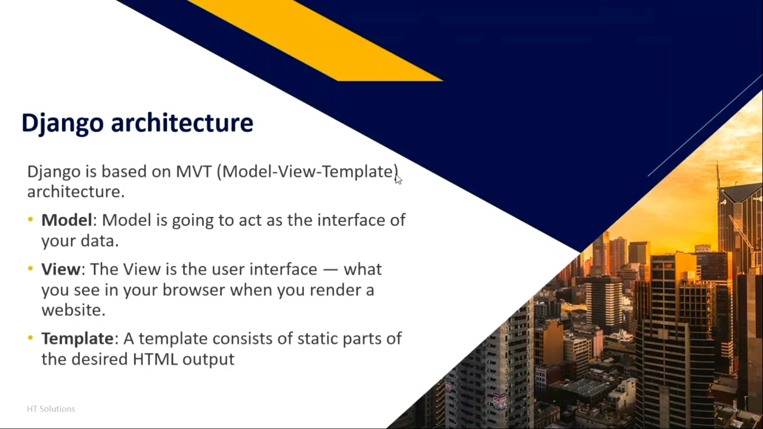Next is template. A template consists of the static part of the desired HTML output, as well as some special syntax describing how dynamic content will be inserted. Basically, it will be like our front-end design. So this is the Django architecture.